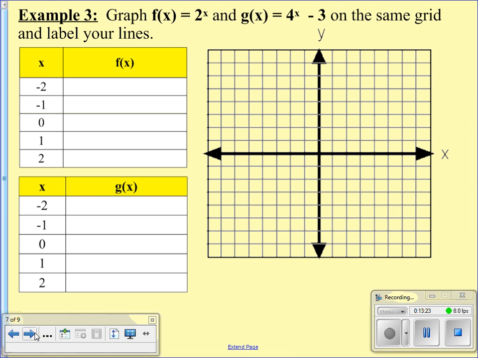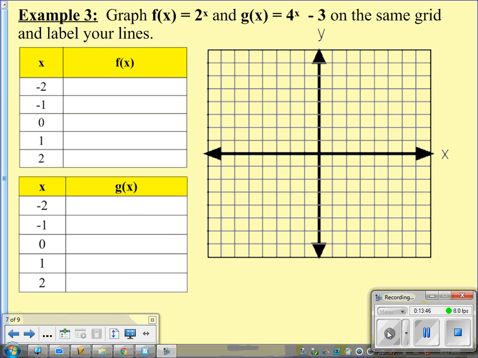Example 3. We're going to graph two equations on the same grid and label the lines so we can investigate them in later examples. For both of these, I'm going to use the calculator to plug f of x and g of x into my calculator so I can graph it and get a table. So I put both equations into my calculator.